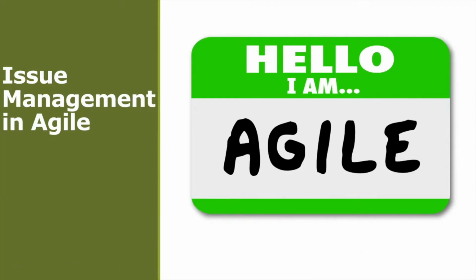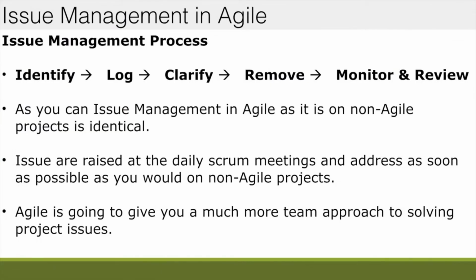Okay, what I want to do now is just briefly change topics and talk about issue management in the Agile world. And so there's lots of, oh, we don't have to track issues, we don't have to track risks. Well, I really challenge that and I say, I think you do. And I don't think it's any different. And so when you think about the issue management process, you identify it, you log it, you clarify it, you remove it, and you monitor and review it.